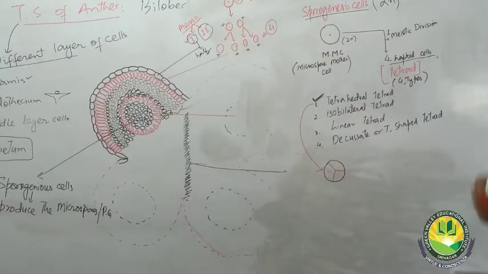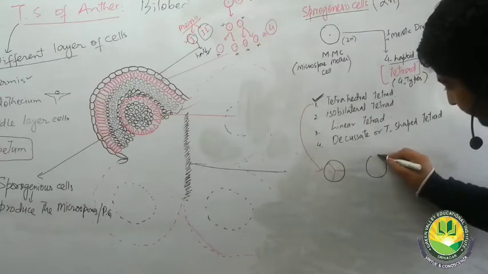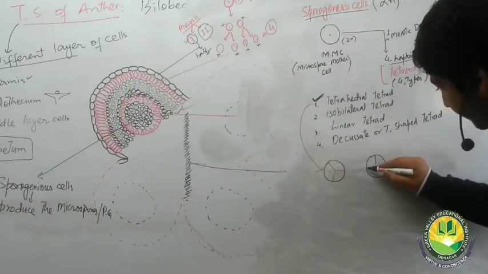Now the second tetrad is the isobilateral tetrad. This is the isobilateral tetrad. In every tetrad, four cells will form.